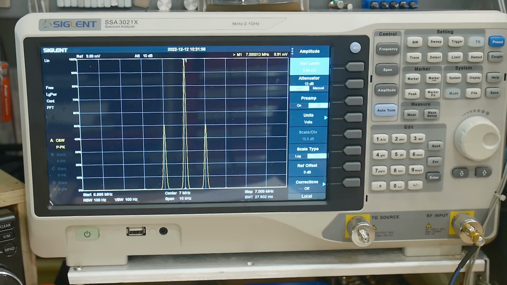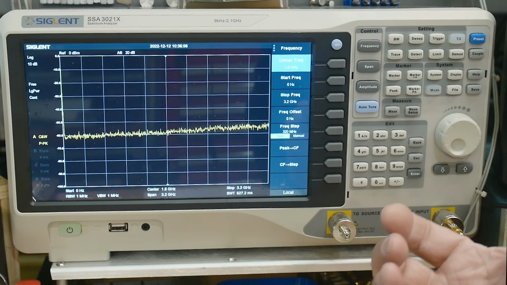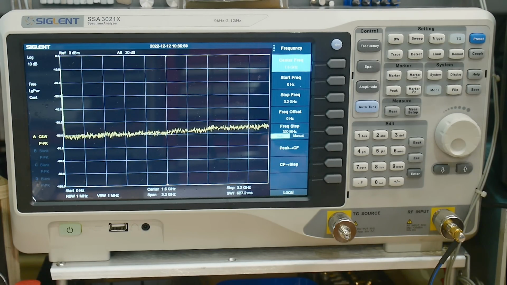All right. So there's one way to take a look at the exact same signal in two different ways. One in a logarithmic power setting and one in a linear voltage setting. All the same signal, but looking at it in two different ways. Okay, now I want to show one last way to take a look at a signal with a spectrum analyzer, a third way of looking at the exact same signal.